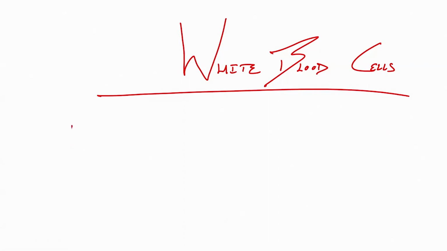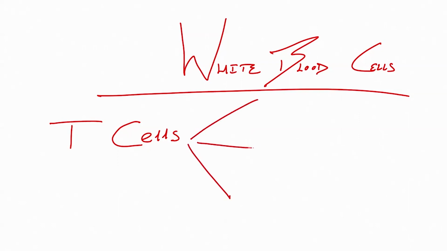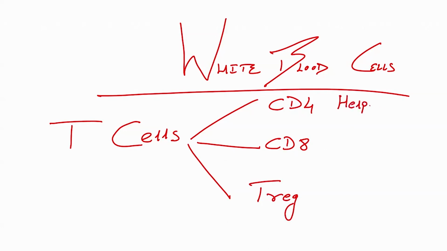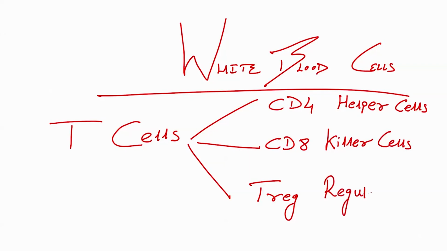Now, there is something called thymus cells or T cells. T cells, if we divide them, there is CD4, CD8, Treg. CD4 cells are helper cells. CD8 cells are killer cells and Treg, as its name suggests, are regulatory cells.